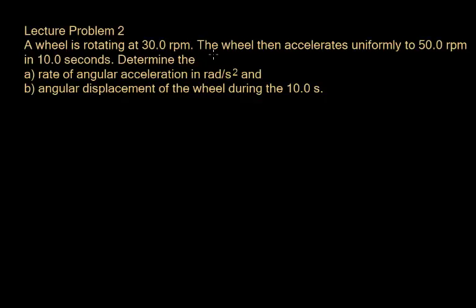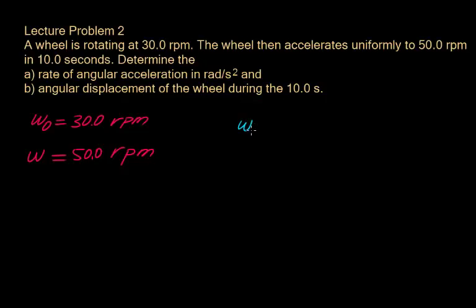The information that is provided to us in this question is the initial angular velocity omega 0, which equals 30.0 rpm, which stands for rotation per minute. We have also been provided with the final angular velocity, which is equal to 50.0 rpm. Those two units are not SI units, and they need to be converted to radians per second.